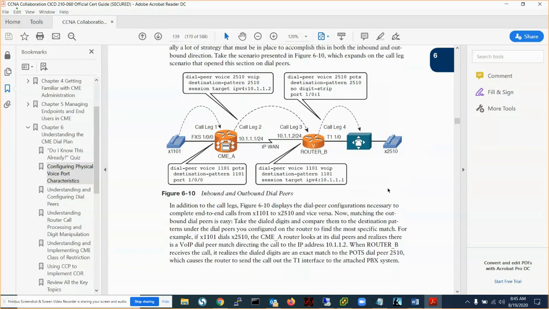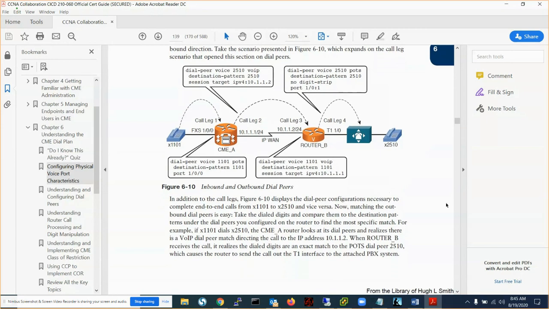So what they are saying here is in relation to completing the call. That's how we complete the call from 1101 to 2510 and vice versa. So you're matching your outbound dial pairs. Incoming dial pairs used to give me real problems in the beginning. To me, the outgoing dial pairs were very simple to understand.